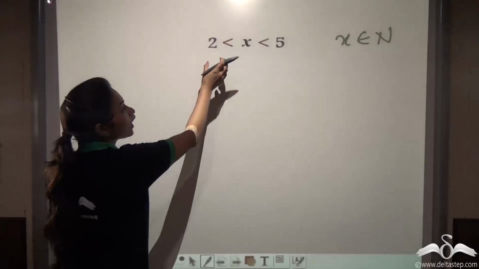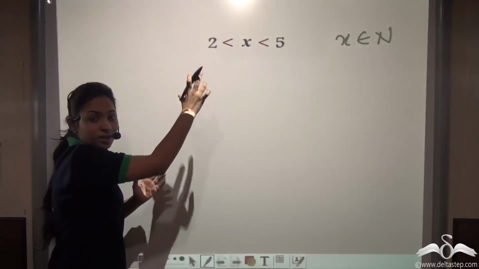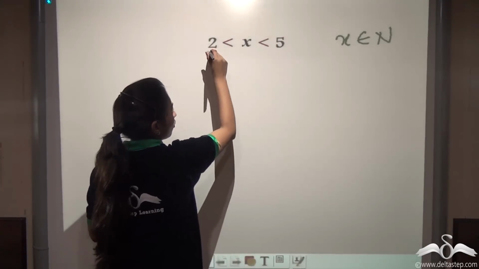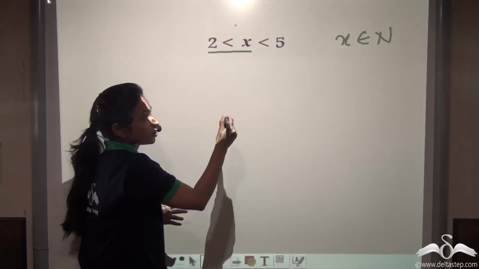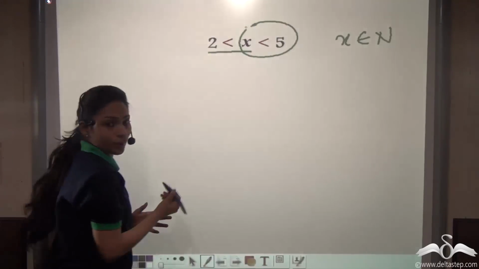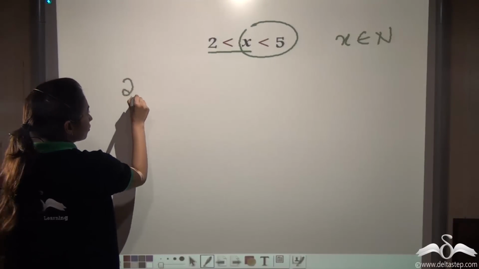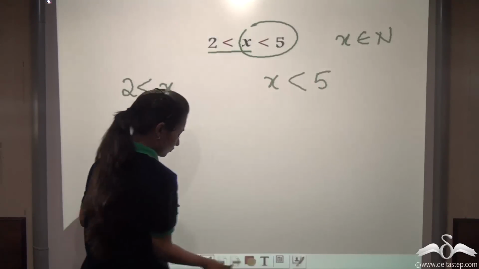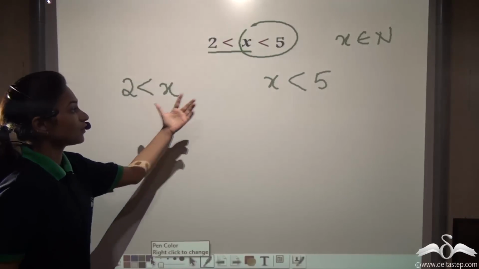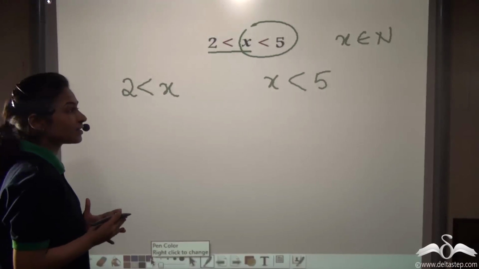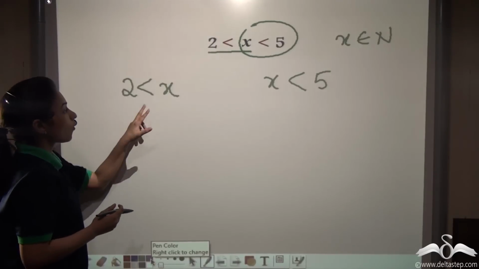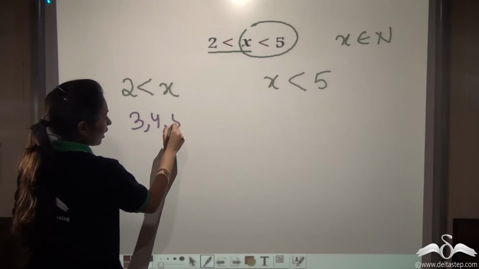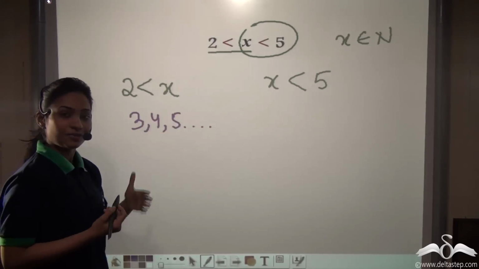But let's try breaking this inequation into two separate inequations and solve it. So this inequation can be broken into two parts, where this is one inequation and this is the other. Now if I solve these two inequations separately, what will I get? If x belongs to natural numbers, what are the natural numbers greater than 2? 3, 4, 5 and so on. And this will go on till infinity.